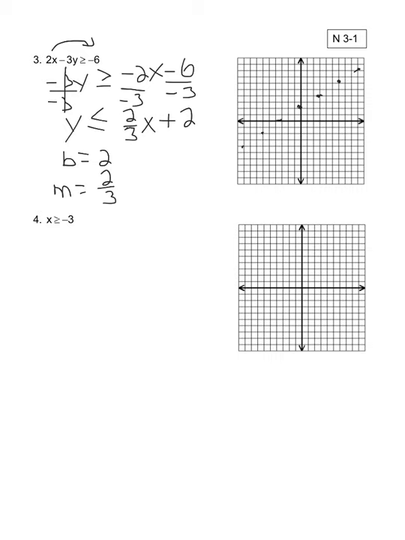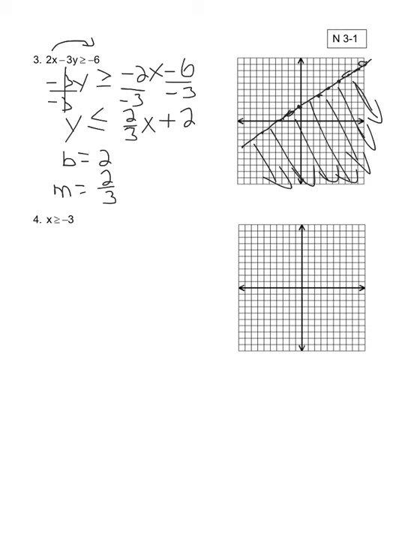And it's a solid line because it's equal to. And it says less than, so that means I'm shading down. So my answer can be anything on the line because it's equal to or below it. So any point I give on the line is good, okay? Or any point below the line.